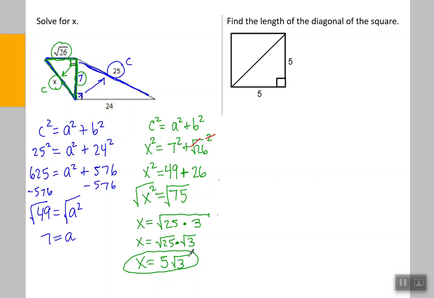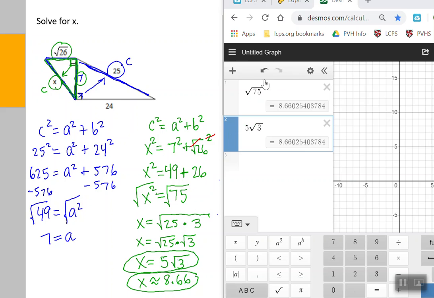If I needed a decimal answer, I would type that into my calculator and get that x is approximately 8.66. Another valid answer, this one being exact and this one being approximate. Notice that when I type them both into my calculator, square root of 75 gives me 8.66, and 5 square roots of 3 gives me 8.66. They are equivalent. It's just that this is the simplified radical.